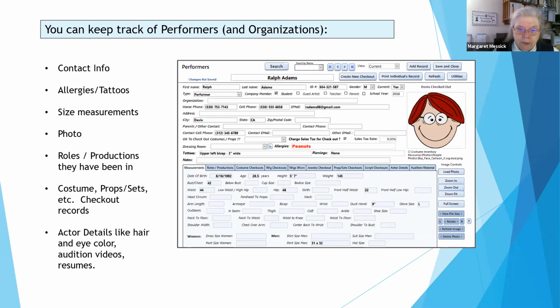We all know performers change size. If you work with kids, you measure them one day and then 2 months later they're an inch and a half taller, or something like that. So you can always come back and update this for the current size. You can also look and see what roles and productions a performer has been in, and what they've checked out, such as costumes, wigs, jewelry, and so forth. So a lot of details on your performer.